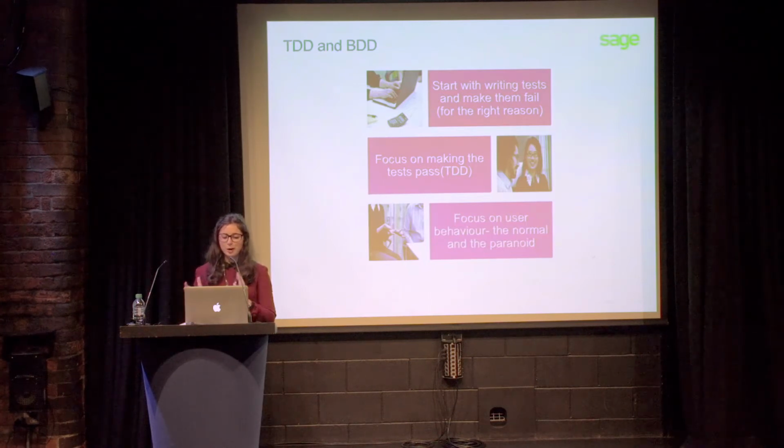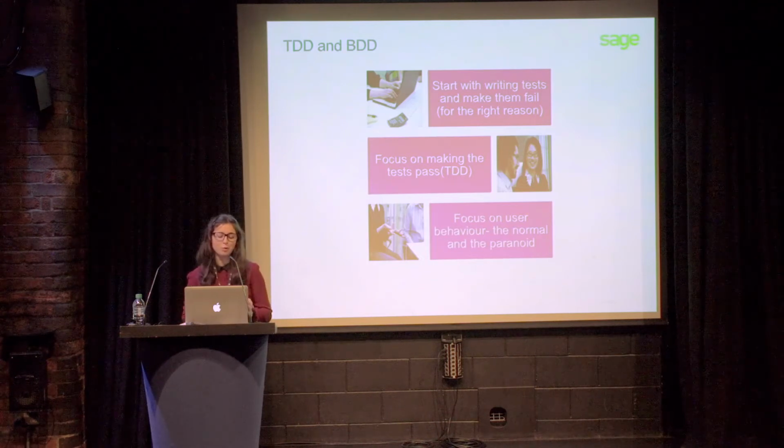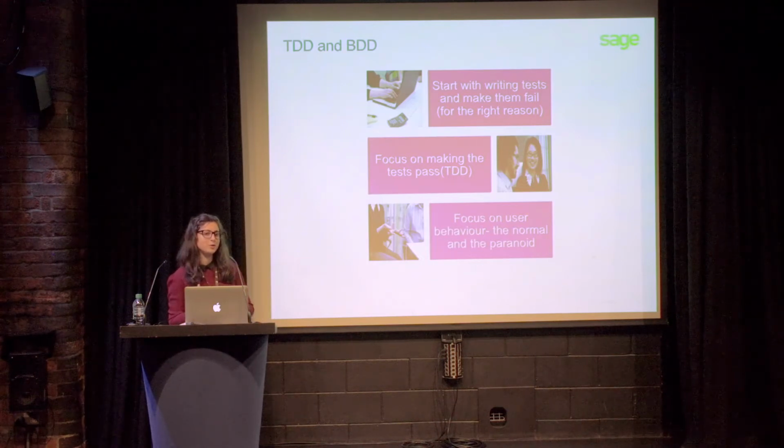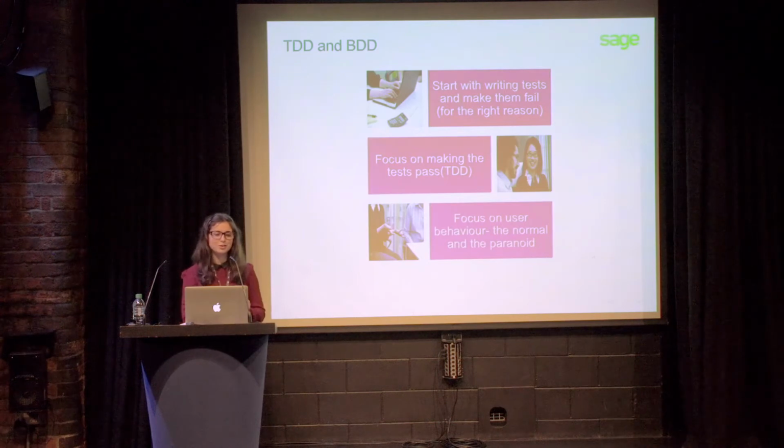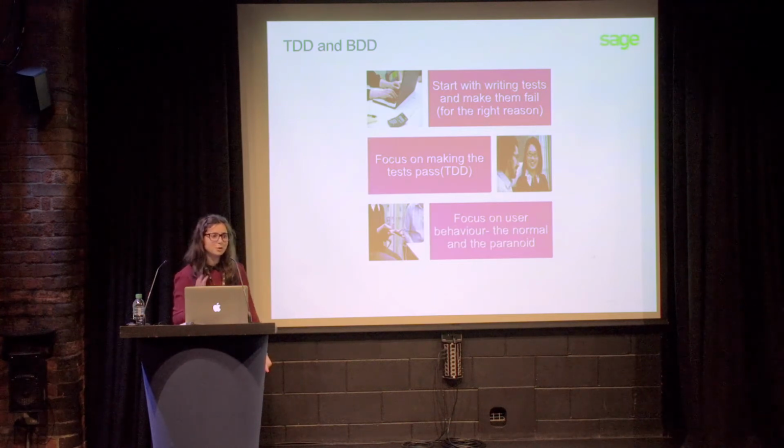What I mean by focus on user behavior, normal and paranoid, is that a developer just wants to get stuff working, and I want to make sure that it covers the good scenarios and the unhappy scenarios. So I'm a bit paranoid when it comes to making sure that we cover as much as possible. Not too paranoid, not too extreme, but it's two different mentalities.